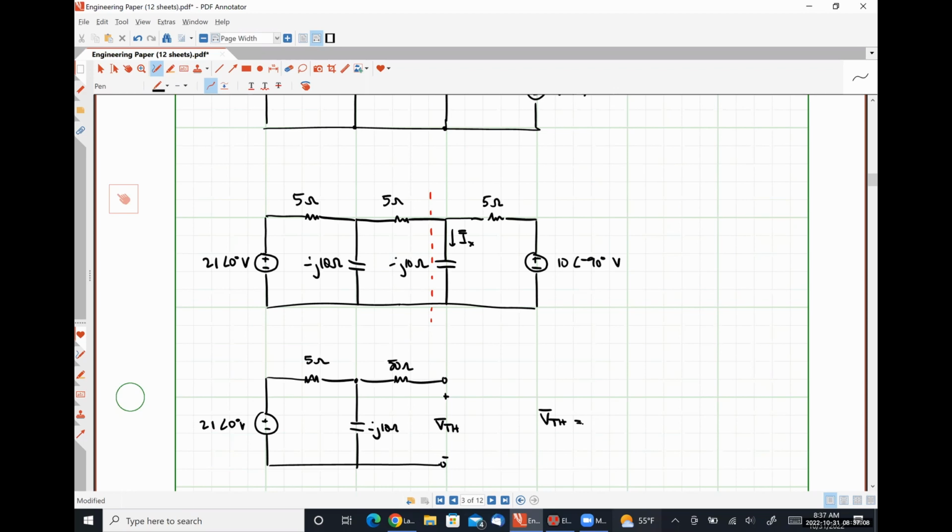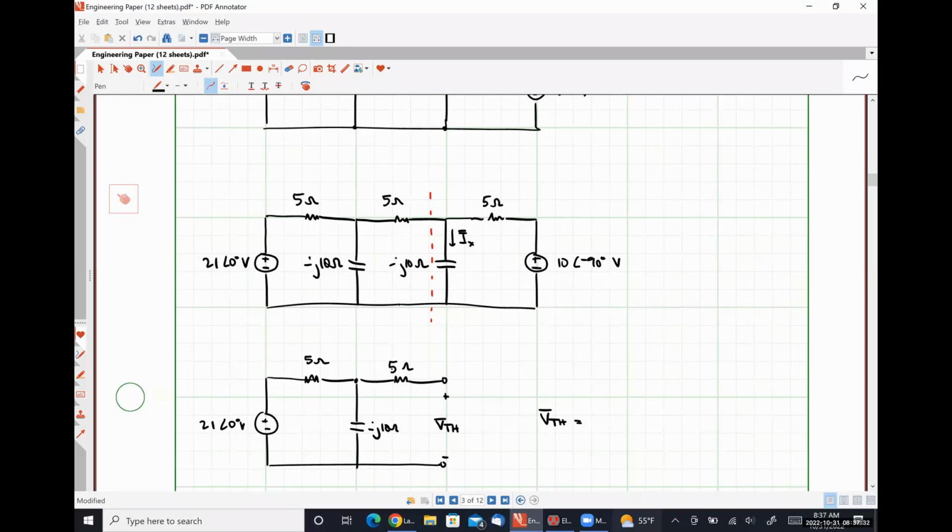The voltage drop across the negative J10 ohm resistor, absolutely correct. Since there's not going to be, sorry, that looks like a 50 much more so than a 5 ohm. My apologies there. We could do KVL, but I'm going to do voltage division because I'm lazy. I want a voltage and I know a voltage. So let's do voltage division.